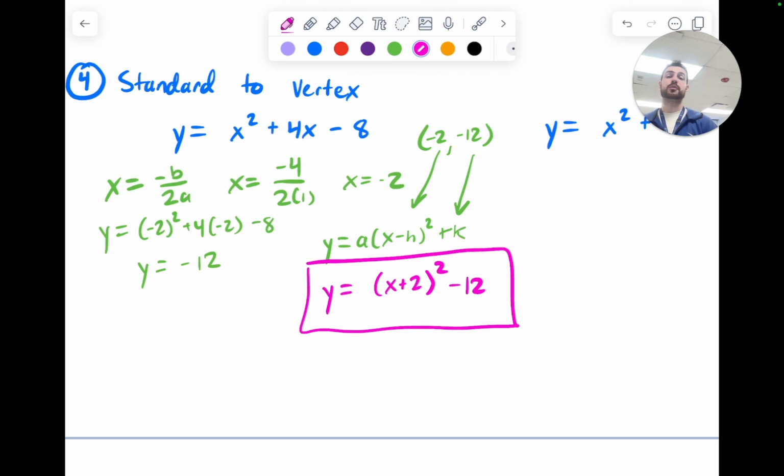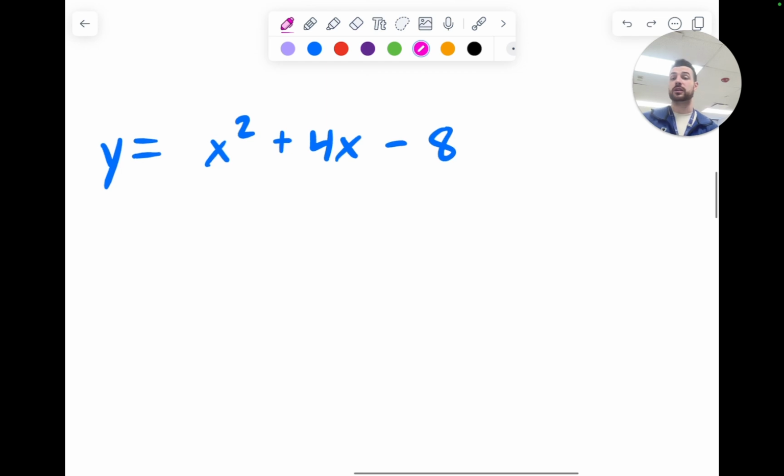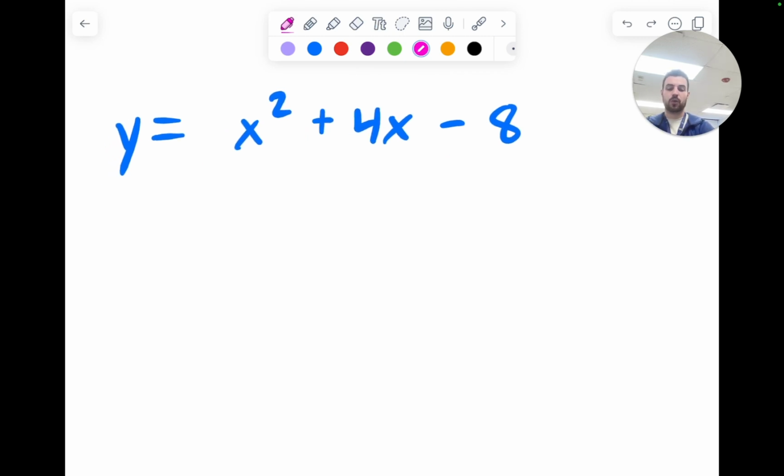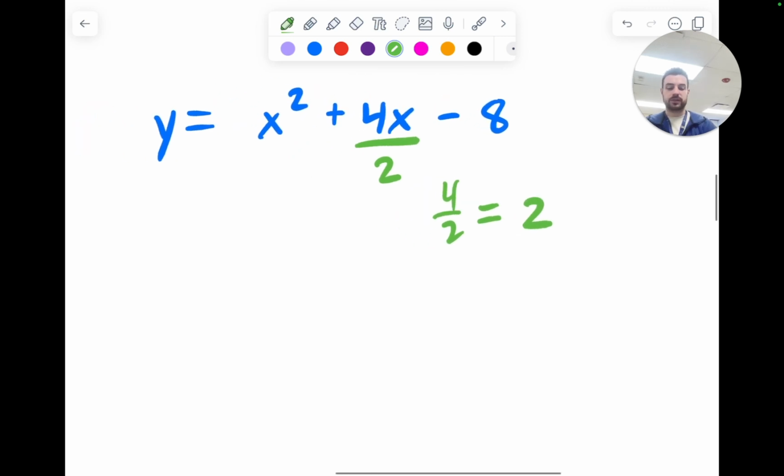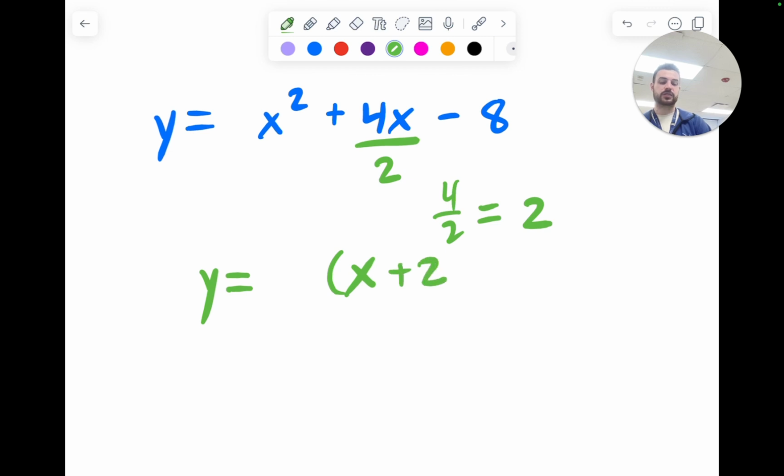Now, this isn't always a preferred method. Some people prefer to use what we call completing the square, which is what we're going to do here. Again, I'm okay with you doing either one. That is absolutely going to be up to you. Now, what we're going to want to do is we're going to want to divide our b value by 2, which gives us 2. So what that tells me is I'm going to write this out. I'm going to have x plus 2, since this is a plus.